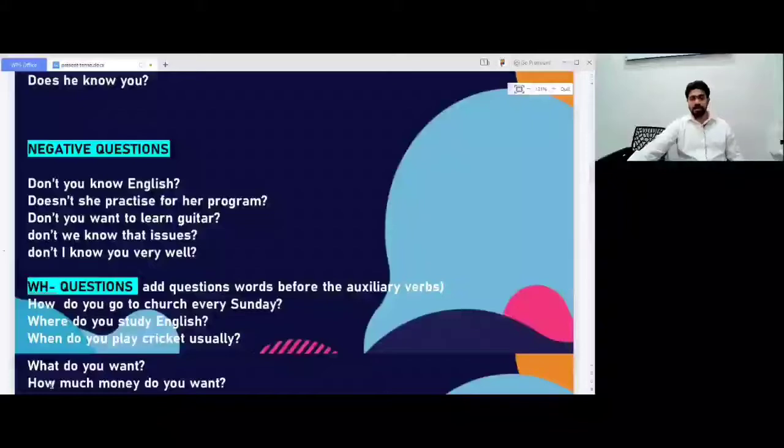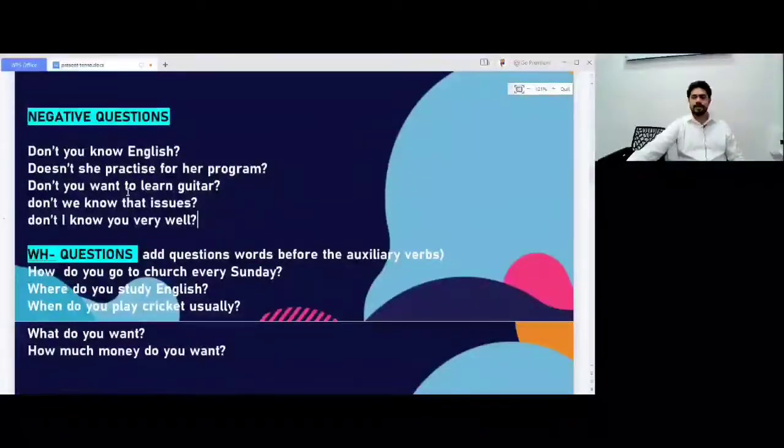So you can make any subjects like they, we: do they, or in the case of a negative question, don't they go? Don't they go to class these days? Don't we understand that? Right? So these are the negative questions or negative expressions that you can make in simple present. They're all simple present, all right?